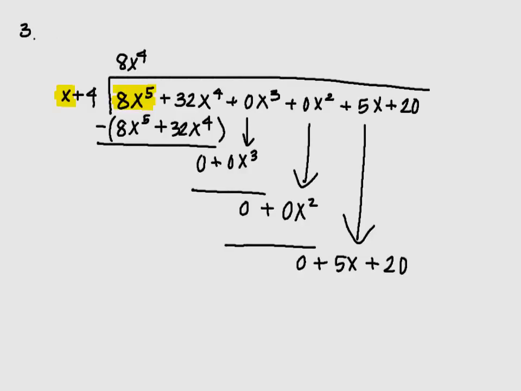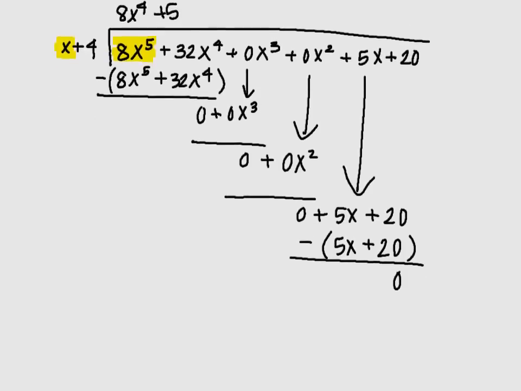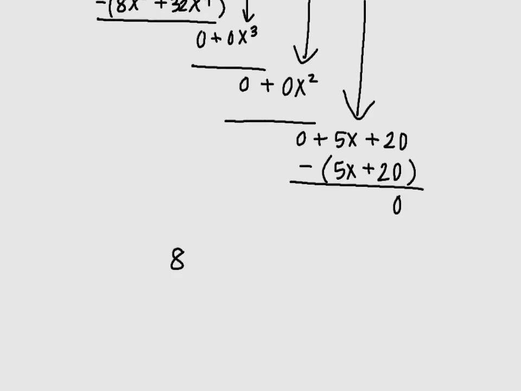X times 5 equals 5x. 5 times 4 equals 20. So now subtracting 5x plus 20 from 5x plus 20, we end up getting 5x minus 5x equals 0. 20 minus 20 equals 0. So we do have no remainder in this problem, and our solution would be 8x to the fourth plus 5.